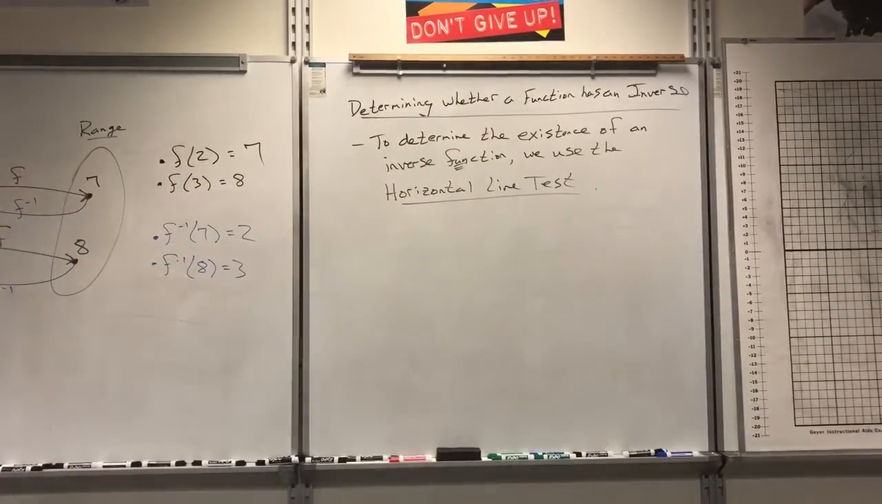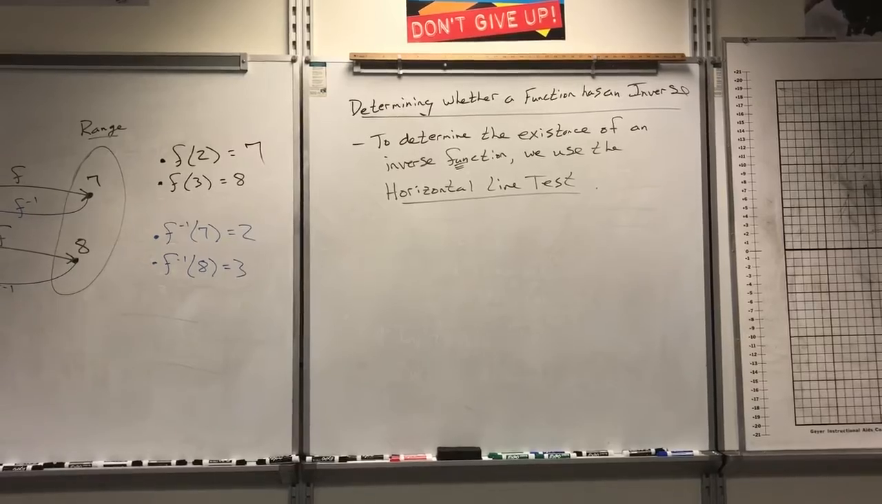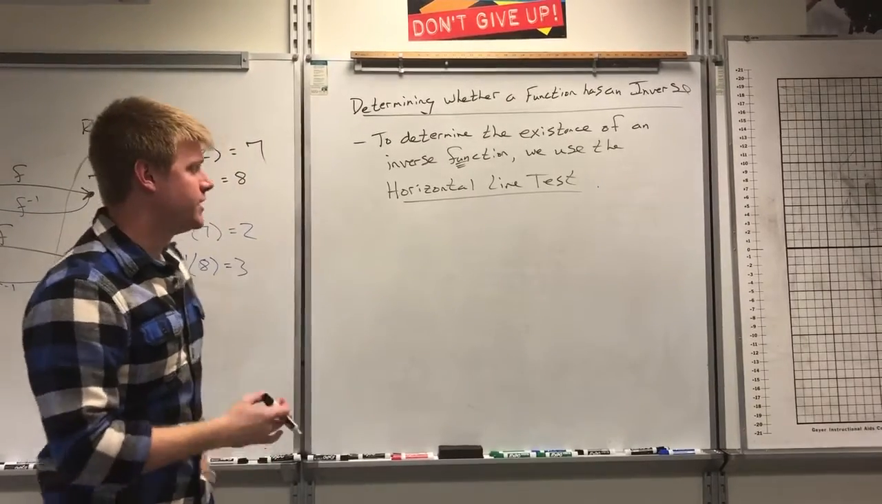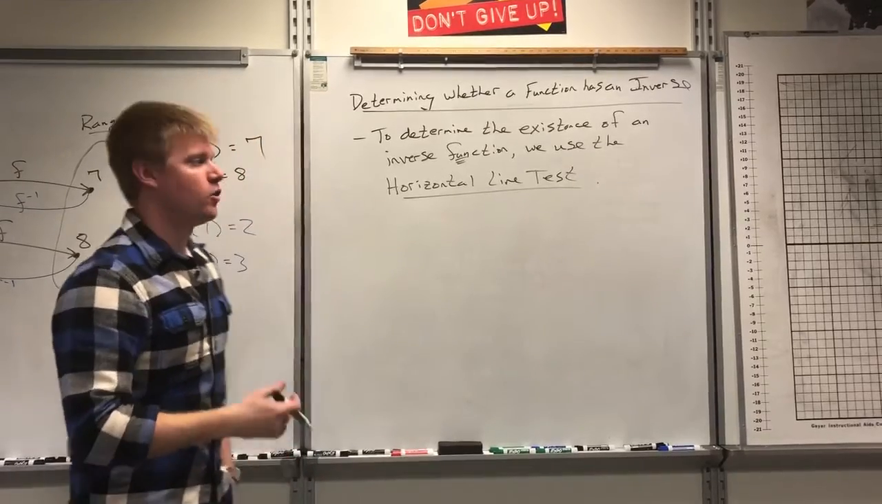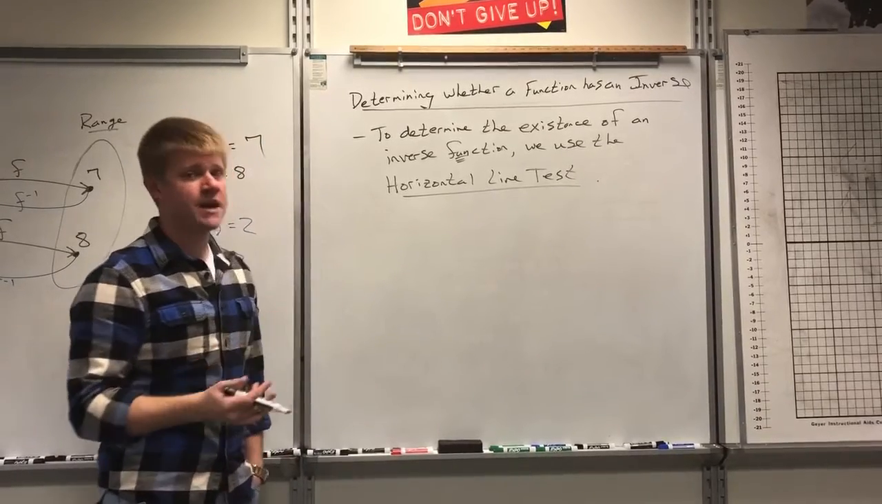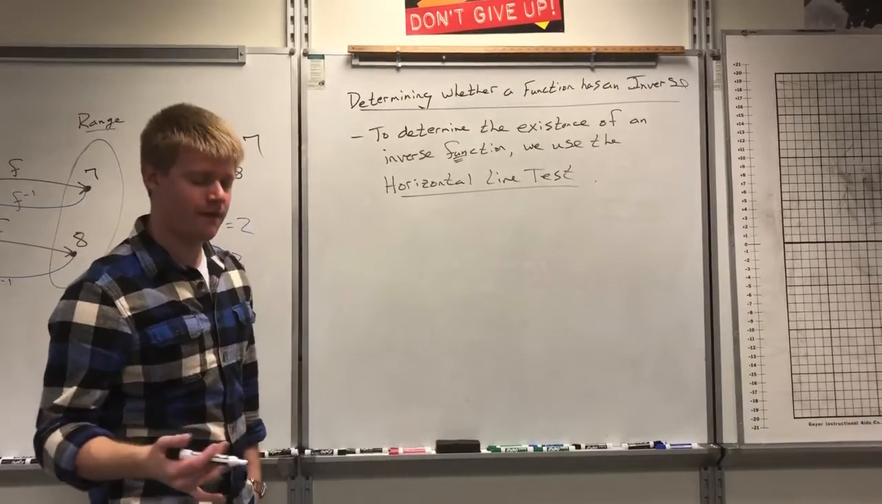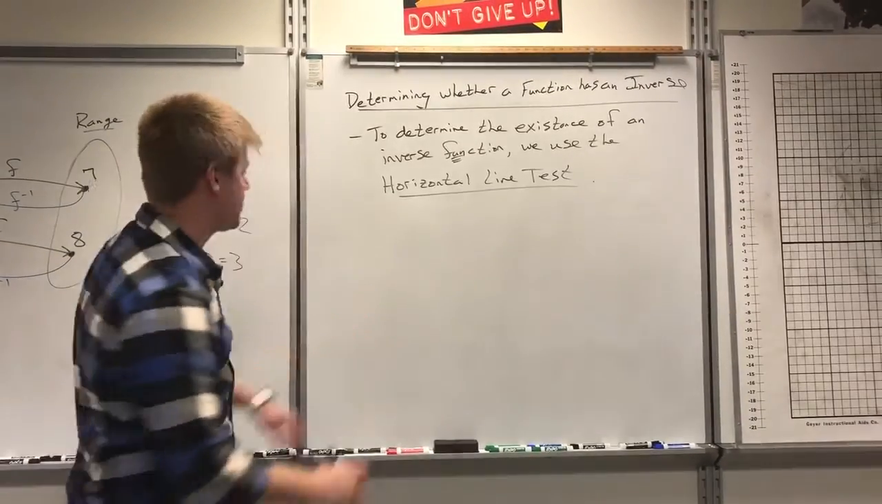Okay. So to determine the existence of an inverse, we use the horizontal line test. Now, a key note here that I would jot down with this: a horizontal line test, if it passes, does not tell you what the inverse is. It just confirms whether or not you have one.